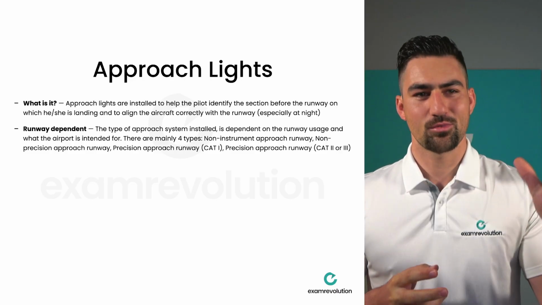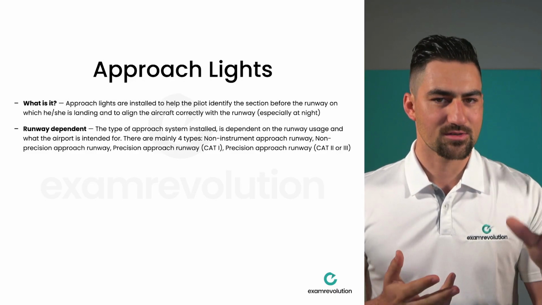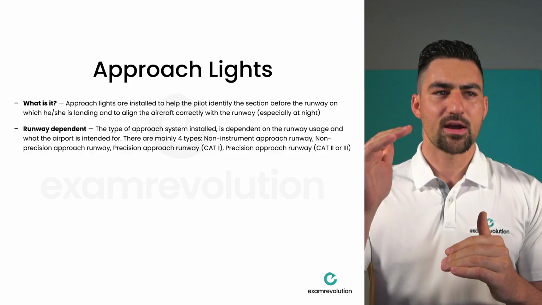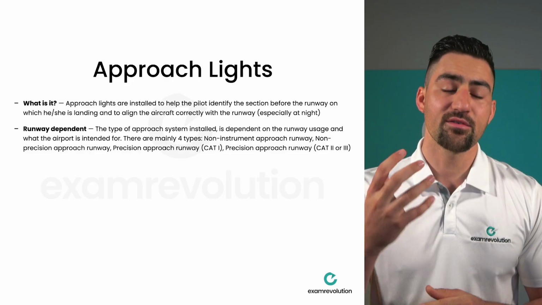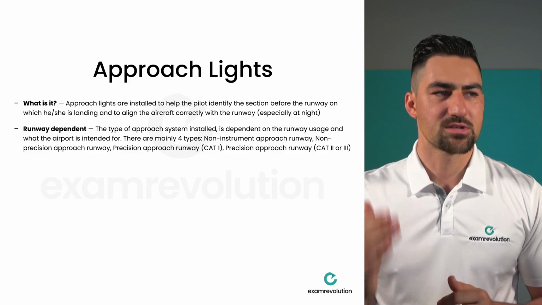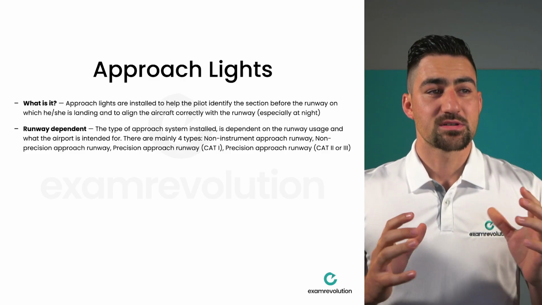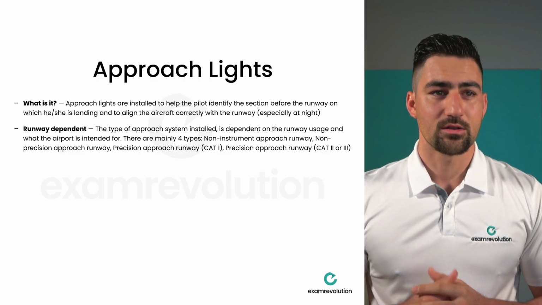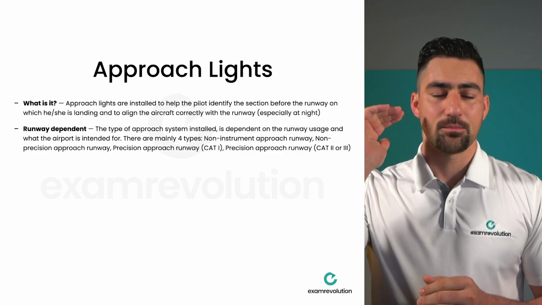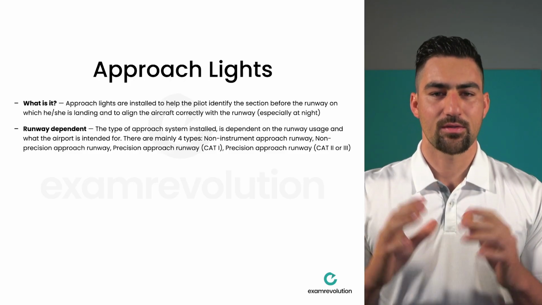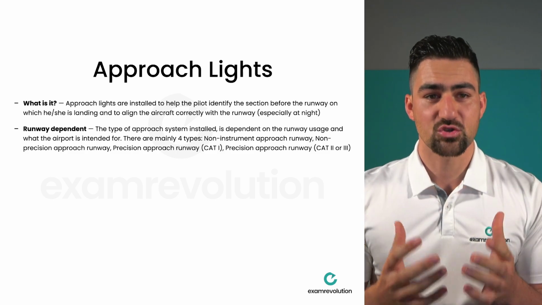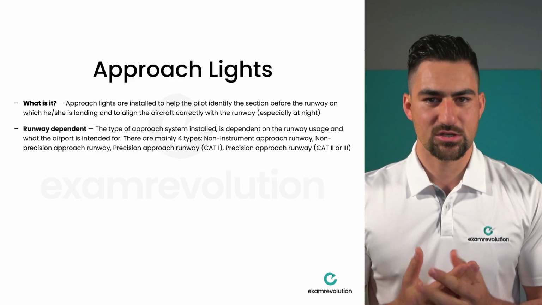Now, I'm not going to go into too much detail when it comes to the different approaches in this video, but a non-precision approach runway is one that is a little bit higher than a non-instrument approach runway, because now you have an instrument approach at this runway, but it's not the best one yet. It's called a non-precision approach runway. And then you get a precision approach runway category 1, and you get a precision approach runway category 2 or 3. So the highest precision approach that you get, and the one that is most accurate, and where the pilots can fly into the worst weather, is called a category 3 precision approach runway.